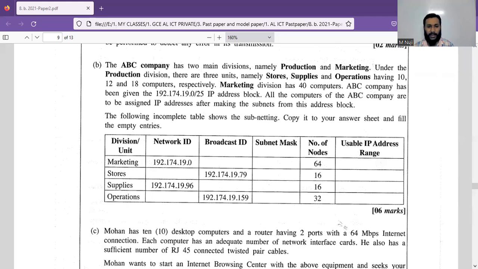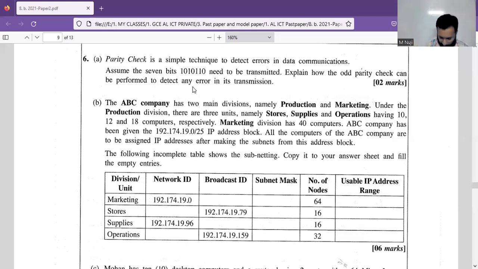So try to answer these questions from 2018 to 2022. Then it will be easy. So let's start our subject. So first of all, the 1010110. So this is here 1010110.